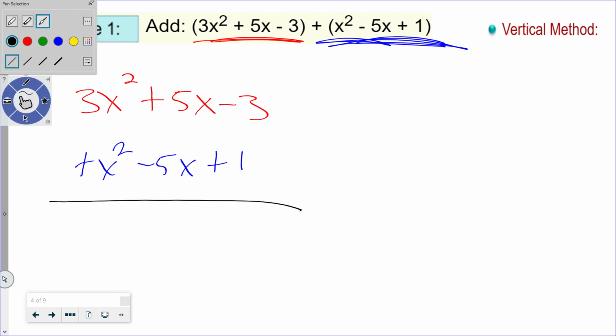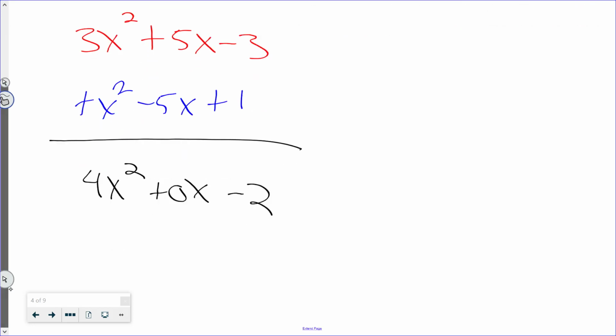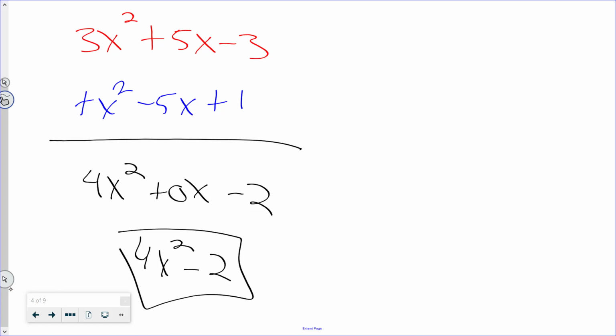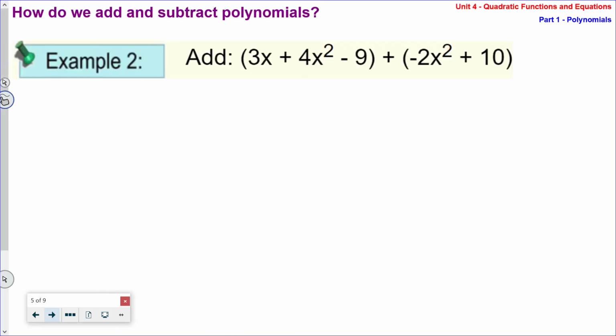So with the vertical method, we have 3x squared plus x squared, which is 4x squared. 5x minus 5x is 0x. Negative 3 plus 1 is negative 2. And as you can see, we get the same answer. Doesn't matter which method we use, horizontal and vertical. Take 1 minute, see if you can get an answer for this one here. Use any method you want.